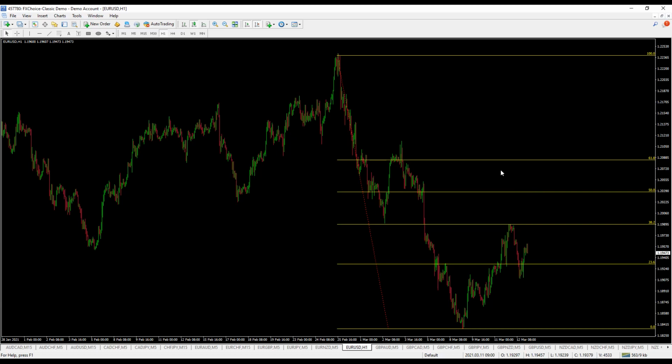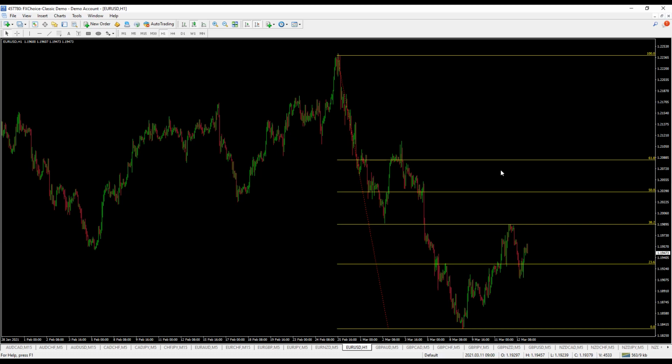Some smart person decided his name was Fibonacci. That was actually his last name. And he kind of figured out these numbers played a part in everything in the universe. So somebody decided, let's apply these numbers to stock trading and market trading and see if they actually have any merit. And lo and behold, they do.